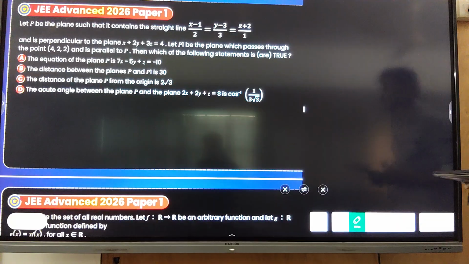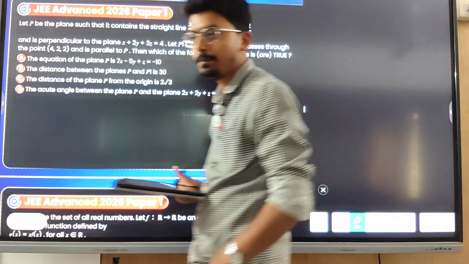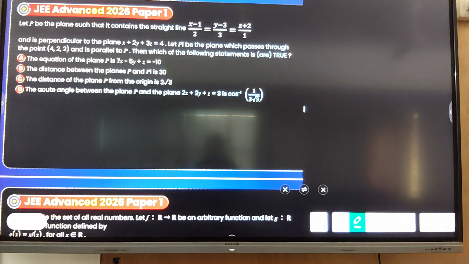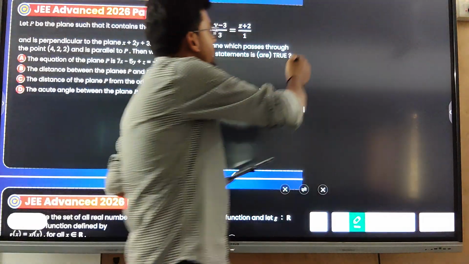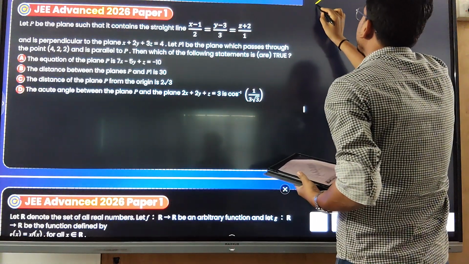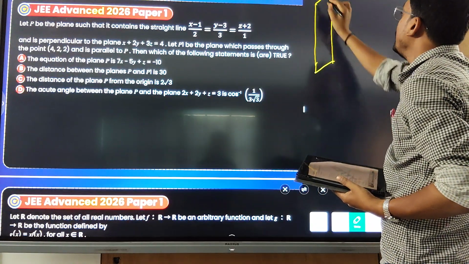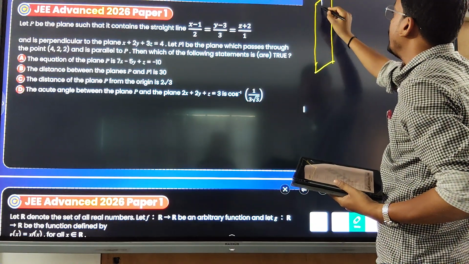This question is taken from JEE Advanced 2026 paper 1. This question is based on the concept of 3D plane. So in this question they are given that let P be the plane such that it contains the straight line. So suppose this is one plane P and it contains one straight line.